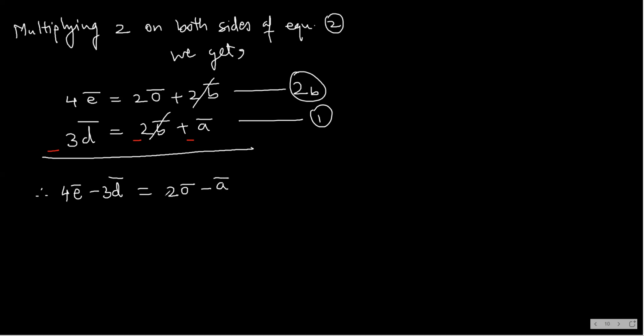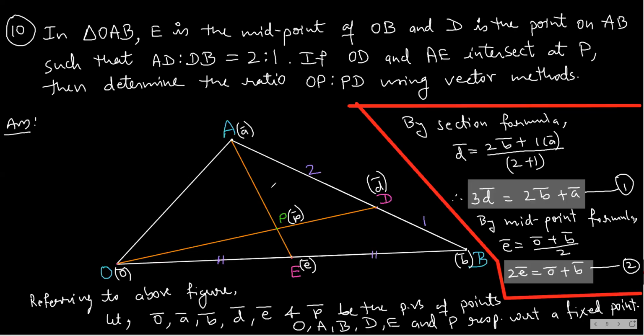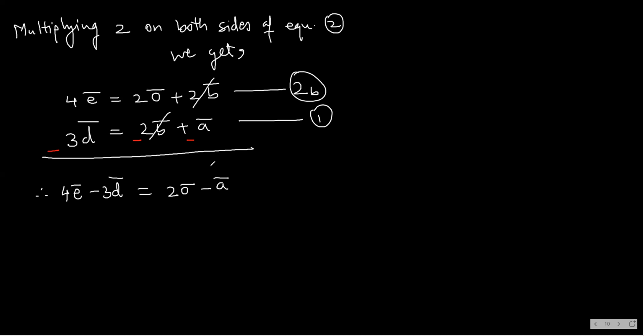Now, if you remember what we had said, we had decided that I want A, E, O, D. So I will keep A and E on one side. So here I will shift A on this side. So 4E bar plus A bar equals to 2O bar plus 3D bar. See, O and D on one side, A and E on one side.